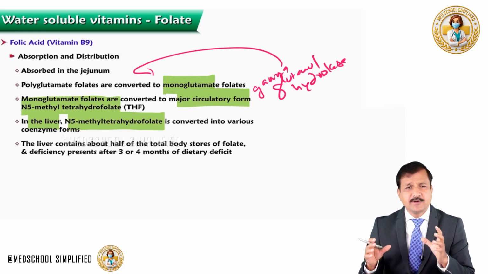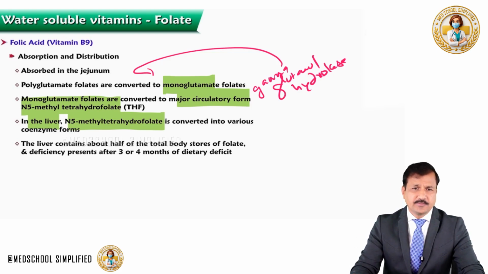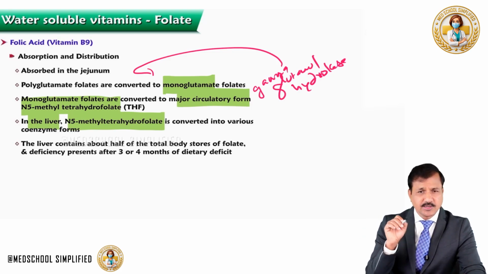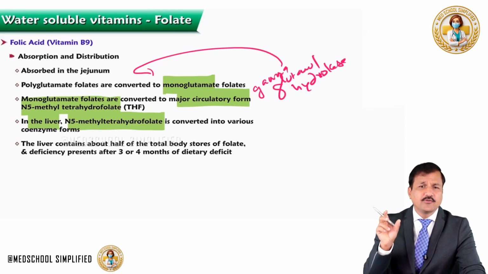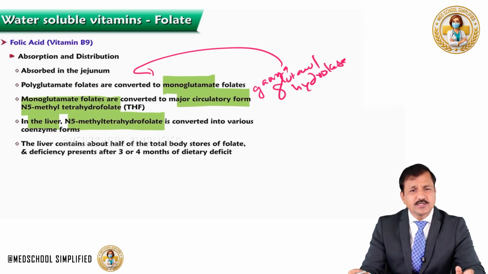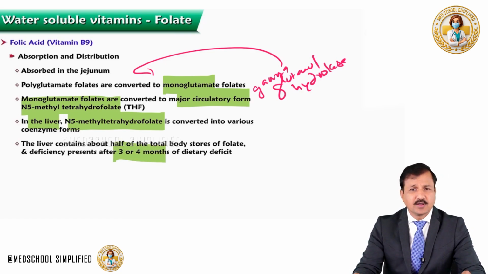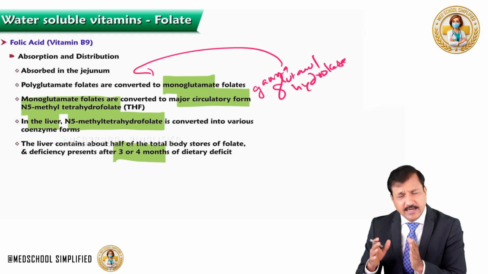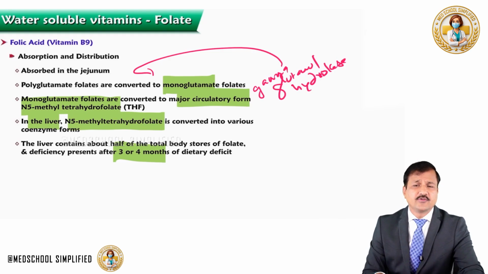Because of this liver storage, folates tend not to drop as quickly as other water-soluble vitamins, with the exception of vitamin B12. So folate is one of the water-soluble vitamins that is significantly stored in our body, and the amount stored is sufficient to meet our needs for 3 to 4 months of dietary folate deficiency. So that means when there is a dietary folate deficiency, from that point onwards, it takes 3 to 4 months for the signs and symptoms of folate deficiency to appear.